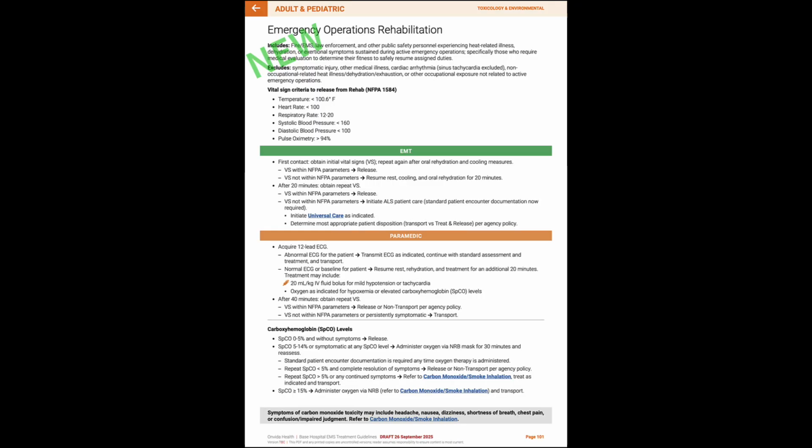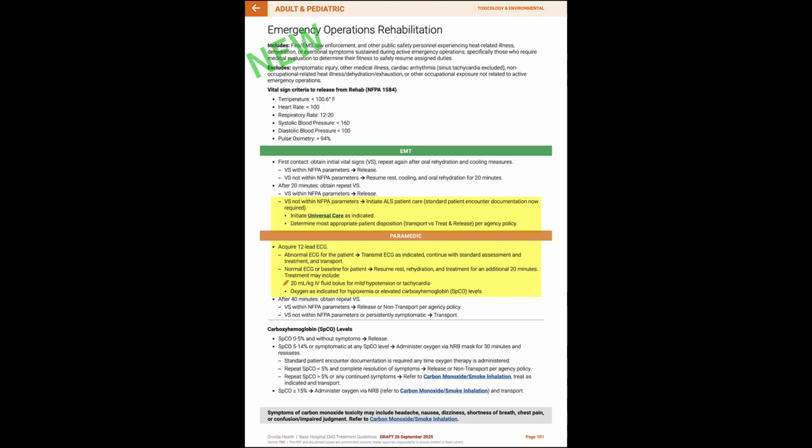Here's how the process will work, broken down by time intervals. At first contact, begin with initial vital signs, oral hydration, and cooling. If vital signs are within NFPA parameters, the responder can be released. If not, have them rest and rehydrate for 20 minutes. At the 20-minute mark, recheck vitals. If they're now within NFPA parameters, you can release the patient. If they're still outside the acceptable range, escalate to ALS care and begin a patient care report.